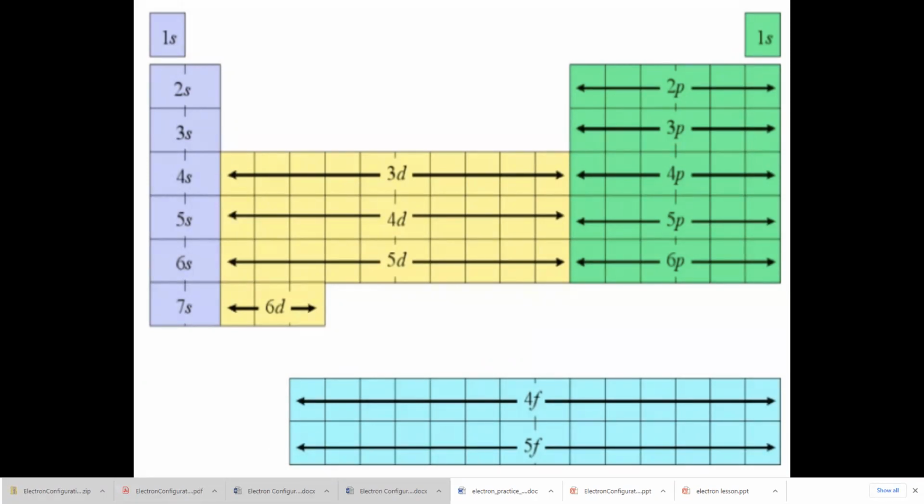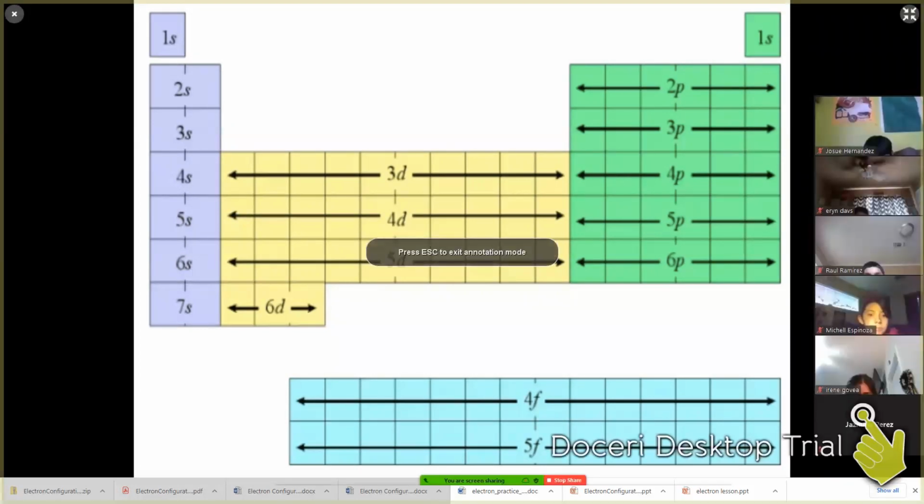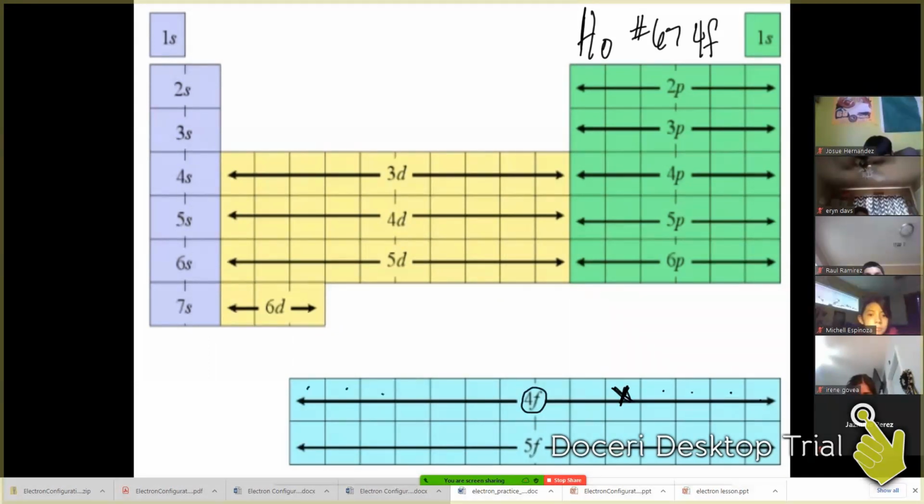All right, so today we're going to look at element number 67, which has a symbol of Ho. It's right here on your periodic table. So it's in the F, so it's in the 4F line. And if I count in, 1, 2, 3, 4, 5, 6, 7, 8, 9, 10, it's the 10th one in. So that means the very last thing that I should write would be 4F10.